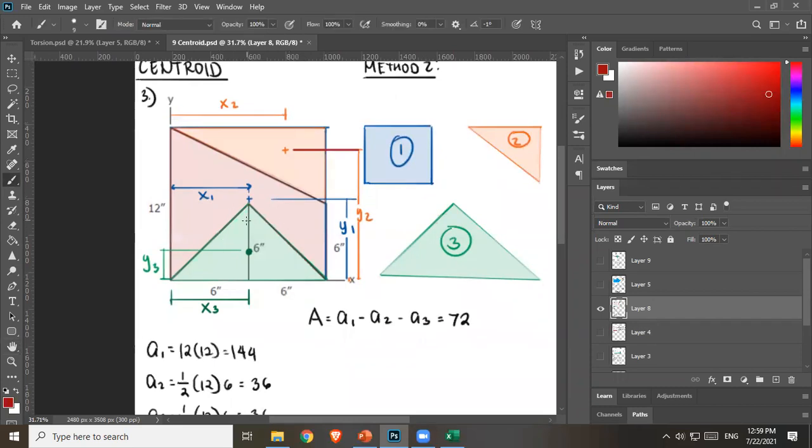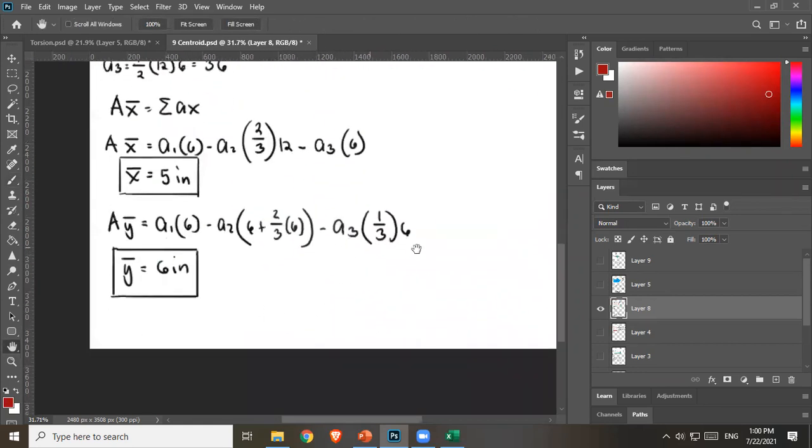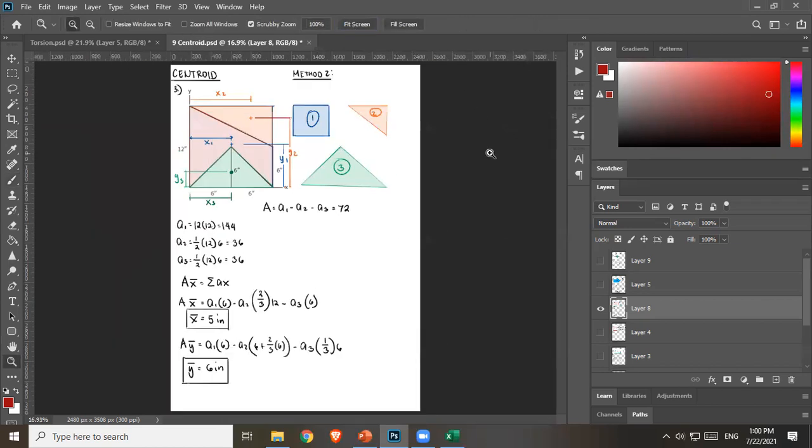And then finally, the green one. Okay? So this is your centroid, distance to your x-axis, and that is your higher end. And distance of centroid to higher end of a triangle is 1/3 length. This is the length. So 1/3, 6. Again, empty spaces are subtraction. Solving for Y bar, you'll get 6 inches. And that is your method 2.